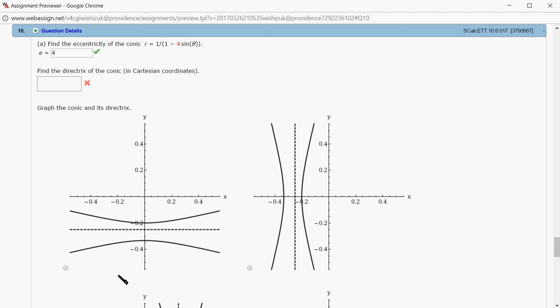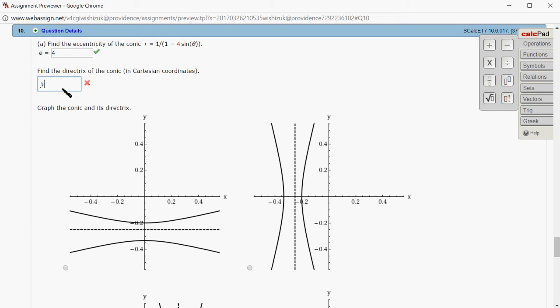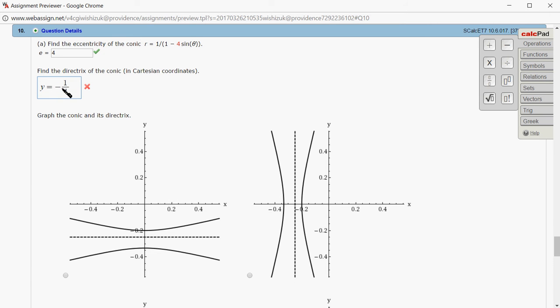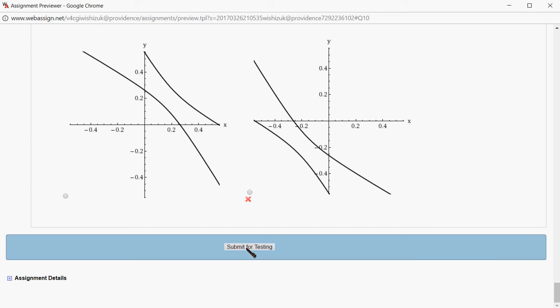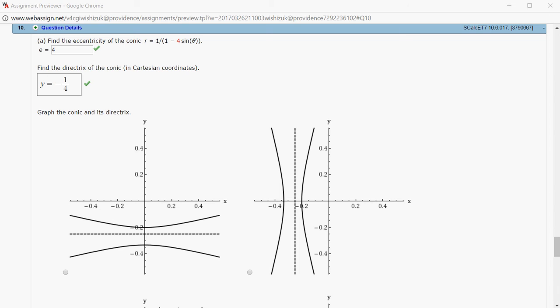So let's look at that. y is equal to negative 1/4. Let's check the answer. Submit for testing. I came back and we got the correct equation of the directrix.